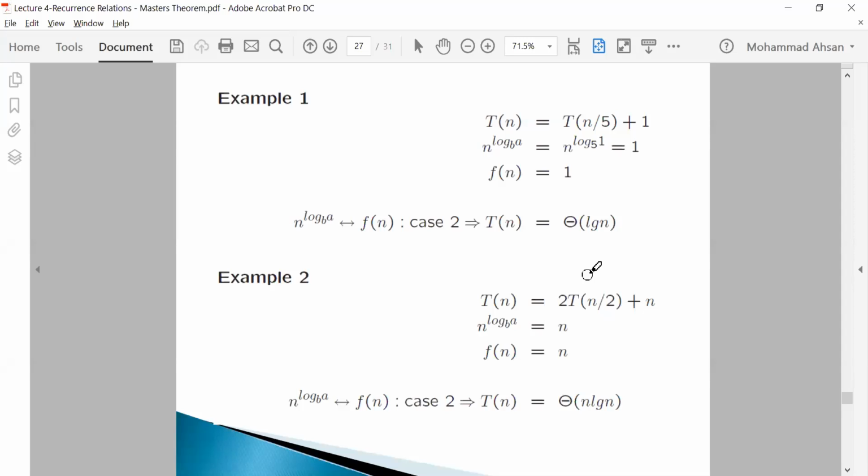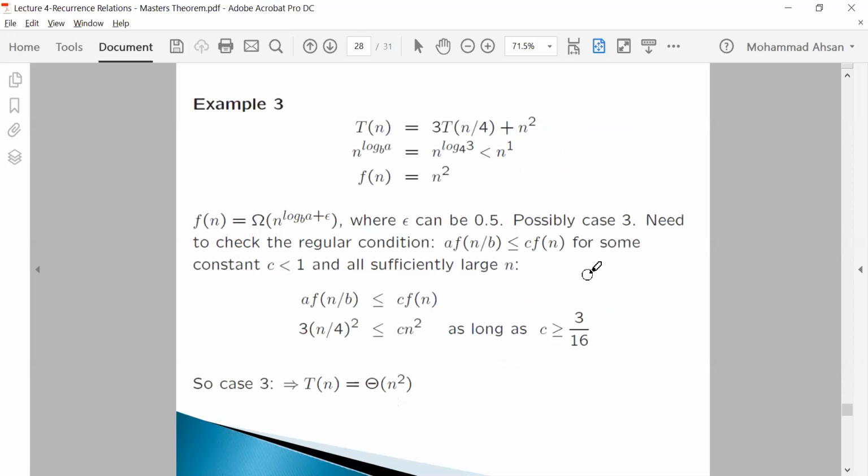So for example, here, in this case, log a to the base b is log 1 to the base 5. Okay, log 10 is 1 and log 1 is 0. So n to the power 0 is 1. So your f(n) is also 1 and this value is also 1. So it is theta of n to the power log a to the base b. Similarly, in the second one, f(n) is n and this is again theta of n log n. This is case 2, when it is equal.